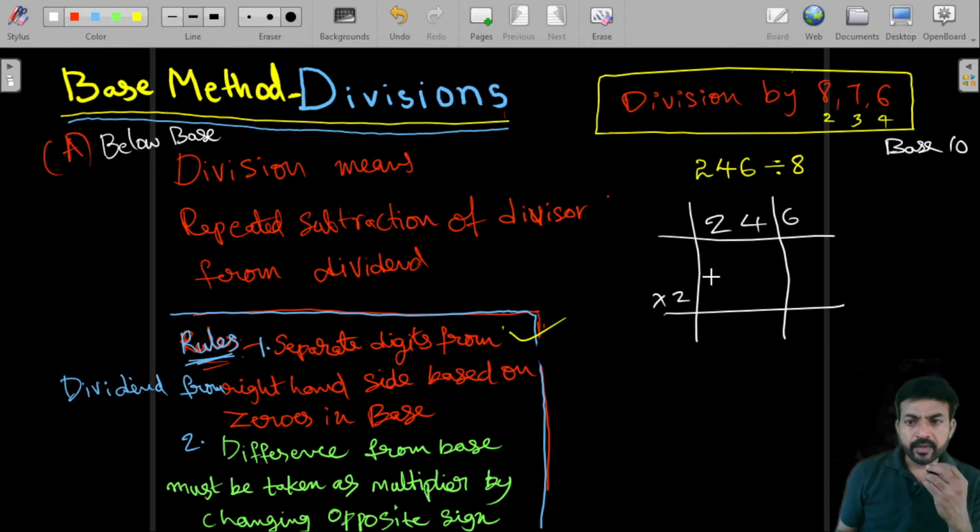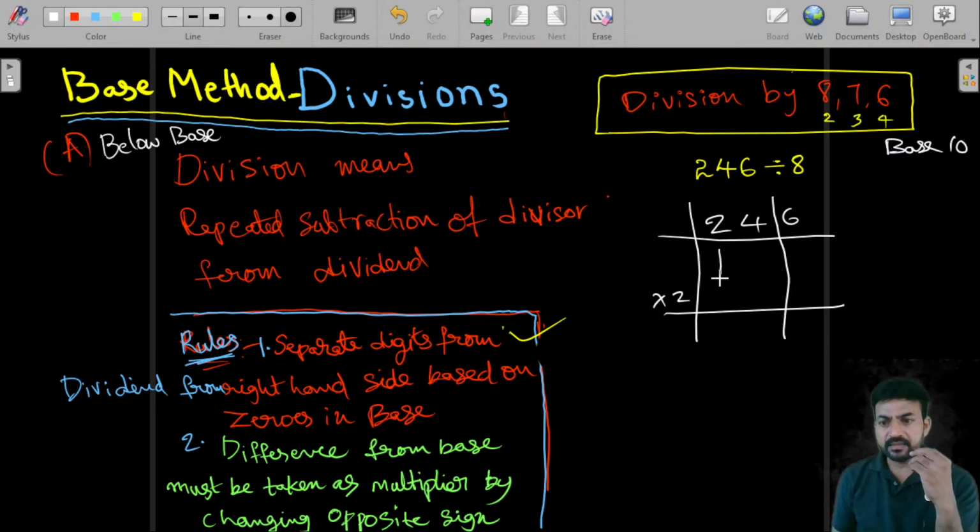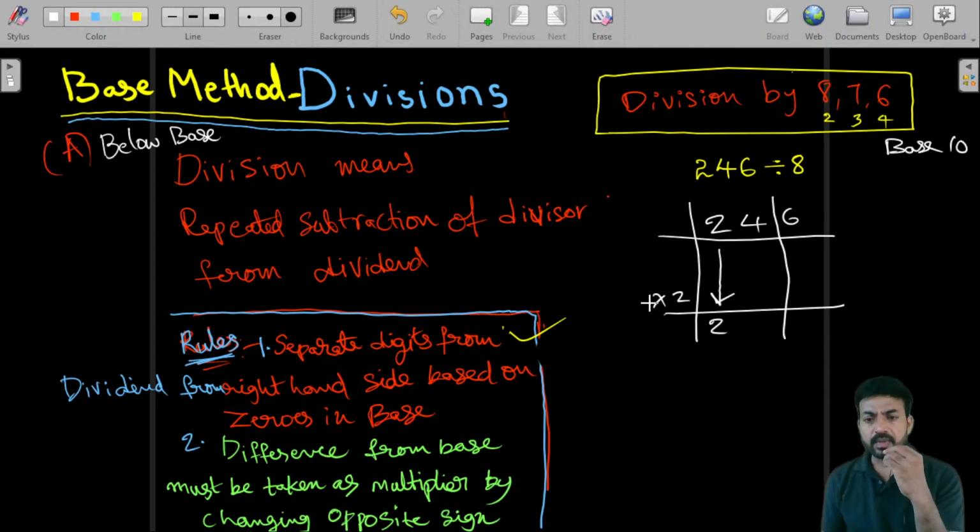So bring down 2 as it is. So there is nothing to multiply here. 2 to the 4 here. Remember.